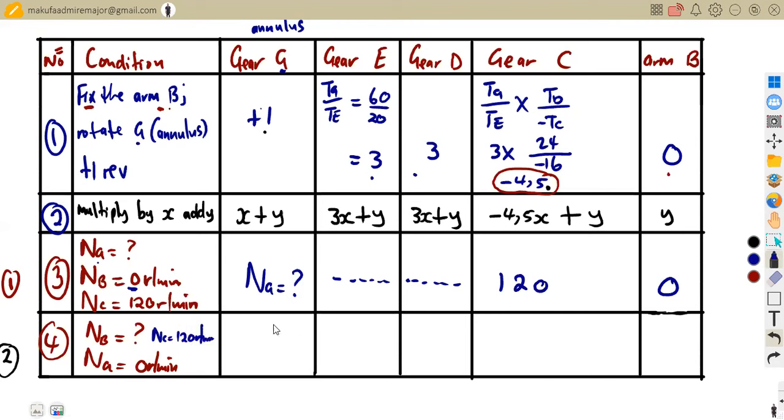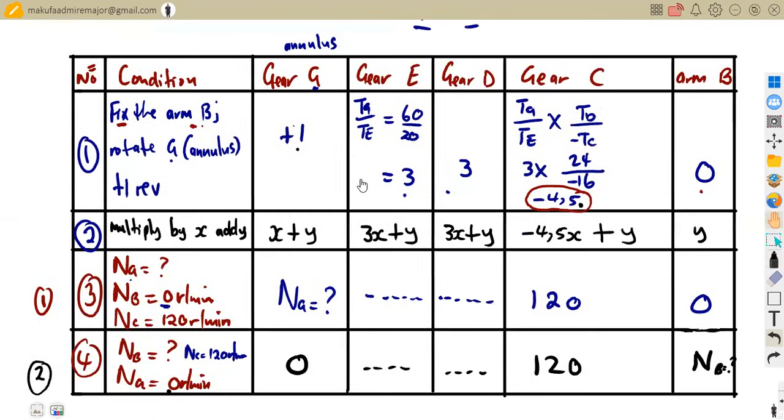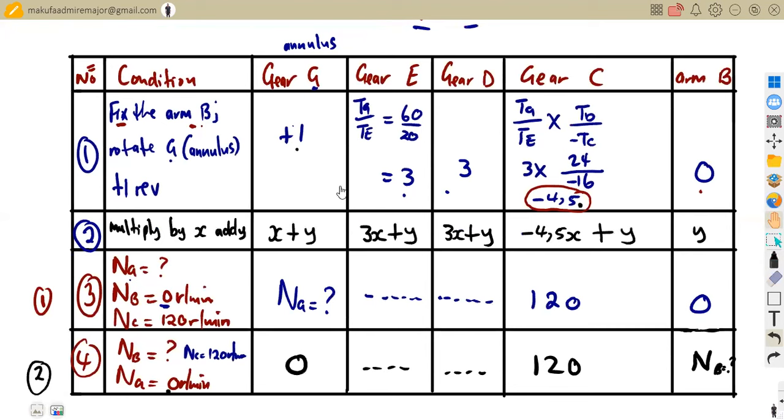So that is it. Meaning to say, our question needs us to calculate what? NB, the speed for B, the speed of the arm. This is the one that we are supposed to calculate. We do not know this value. Given what? The speed for G, G is at 0, whilst C is at 120. We do not have any info about this. So that is the idea. We want to answer question by question. Yes, guys, please do not confuse here.